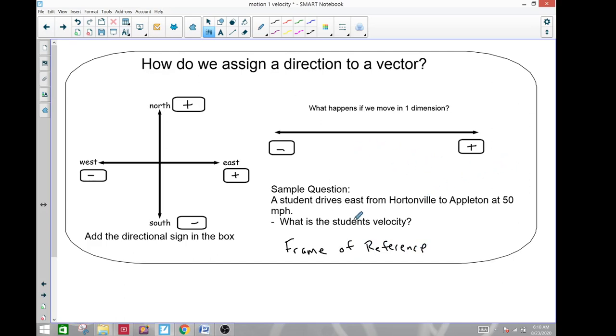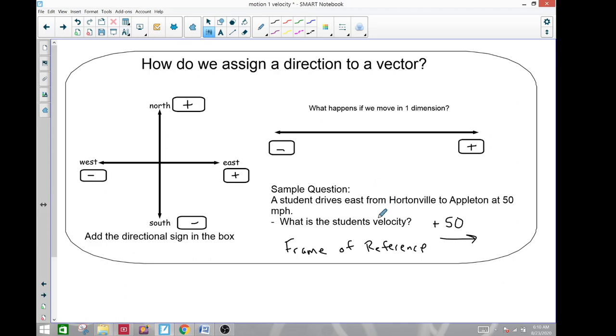So a student drives east from Hortonville at 50 miles per hour. East is positive. So what's the student's velocity? It's 50. Even though they don't say it, there's a positive on there, which means that in this frame of reference, I'm going to the right. So keep that in mind.